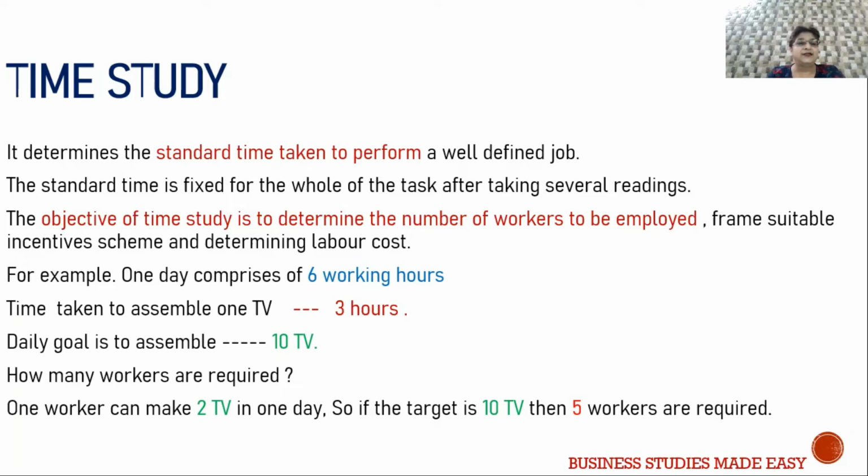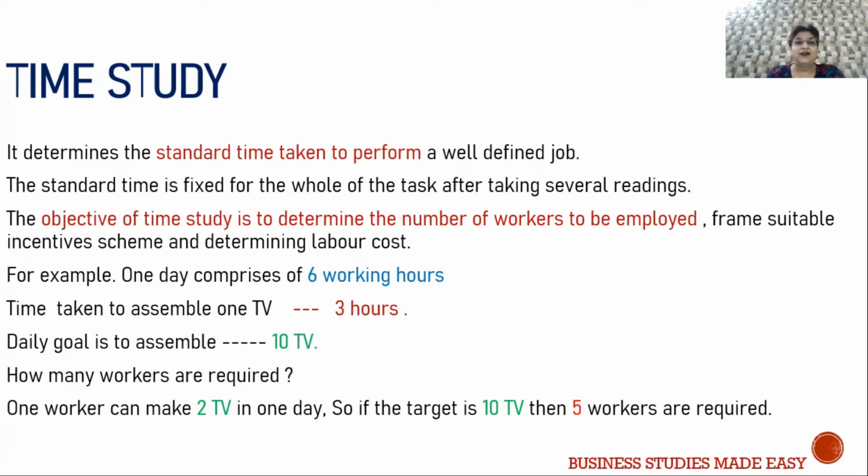Now it takes one person 3 hours to assemble one TV. One person can assemble one TV in 3 hours. And the daily goal is to assemble 10 televisions. Every day, the organization wants that 10 TVs should be assembled. Now you tell me how many workers are required. If one person can assemble one TV in 3 hours, that one person can assemble 2 TVs in 6 hours because he's working 6 hours. So each person can assemble 2 televisions. So if one person can assemble 2 televisions in the entire day, then so that we are able to make 10 television sets, you need 5 workers. So we could calculate 5 workers with the help of time study.